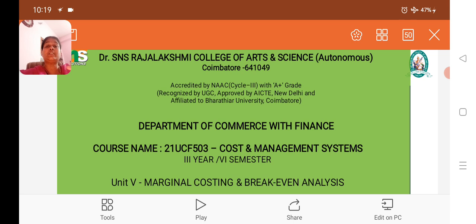Now we can see what is meant by break-even point. Break-even point is the level of sales at which total revenue equals the total cost. That is, no profit, no loss. It can be calculated using some formulas. One of the formulas is: break-even point in terms of units is equal to fixed cost divided by contribution per unit. Now we have to find out what is meant by contribution. Contribution per unit equals selling price per unit minus variable cost per unit.